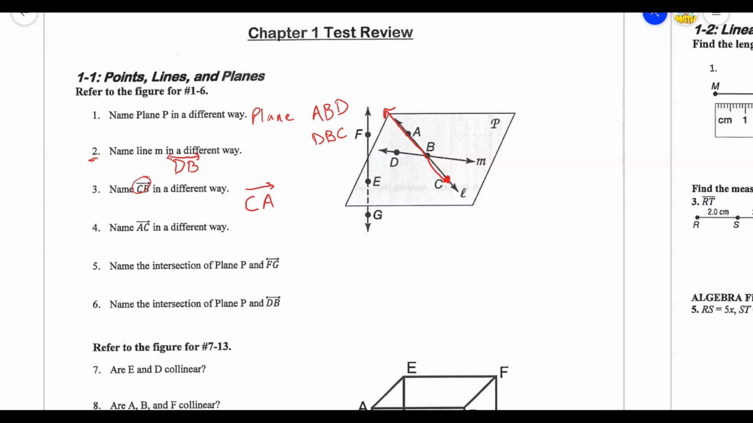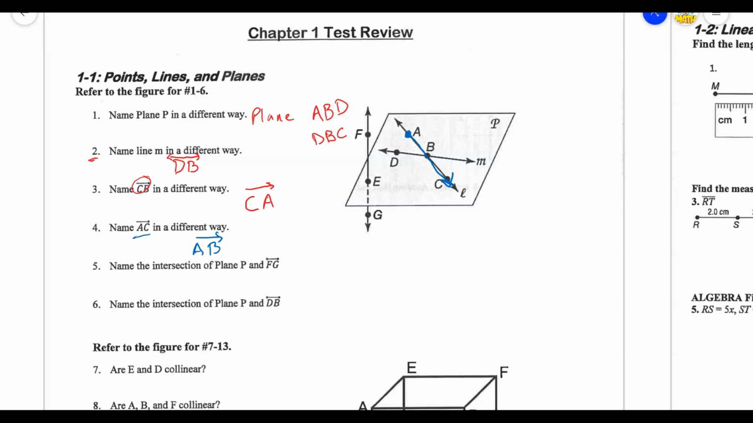Now we have ray AC. Let's name ray AC in a different way. What's another way to name ray AC? This ray now has to start here and go off for infinity. So we could call it ray AB. We start at A and we go off infinitely through B. That would be another way to name that same ray.